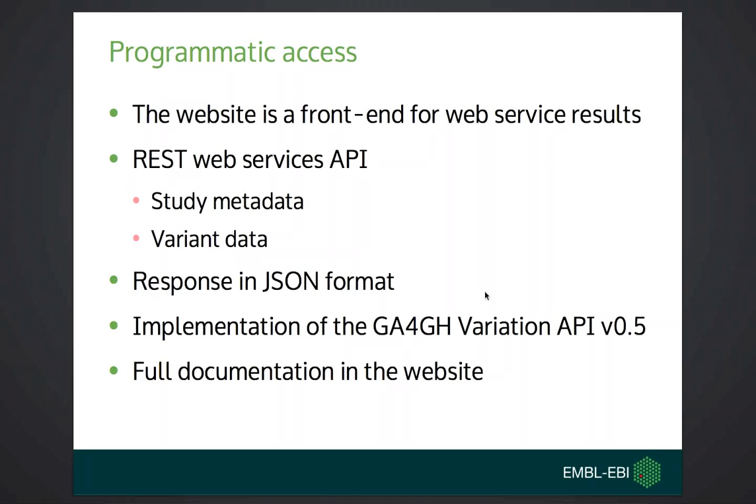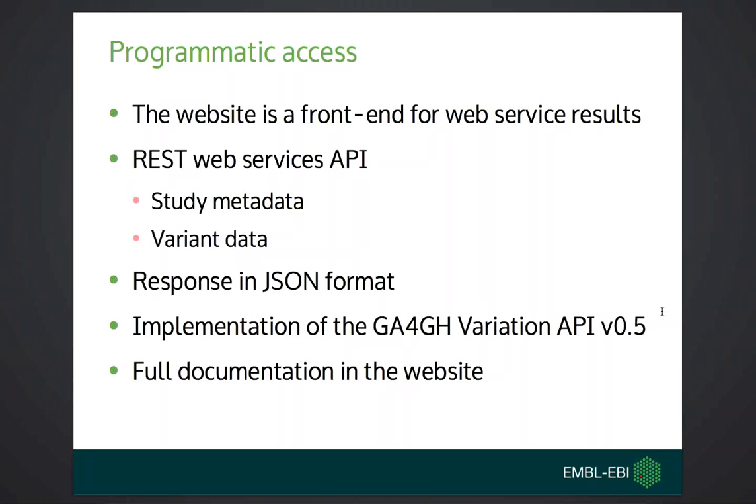So this API allows you to consume both study metadata and variant data. All the views that I have just shown, the study browser and the variant browser, are based on this API, which generates a response in a JSON format, which can be consumed by any programming language, so it will work for any kind of website. And we also have an implementation of the GA4GH variation API. And if you're interested in using the API, there's full documentation on the website.